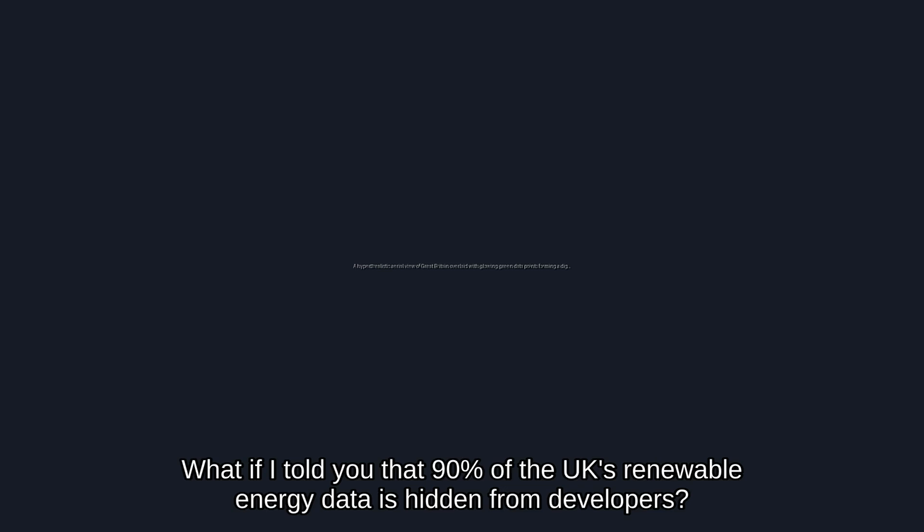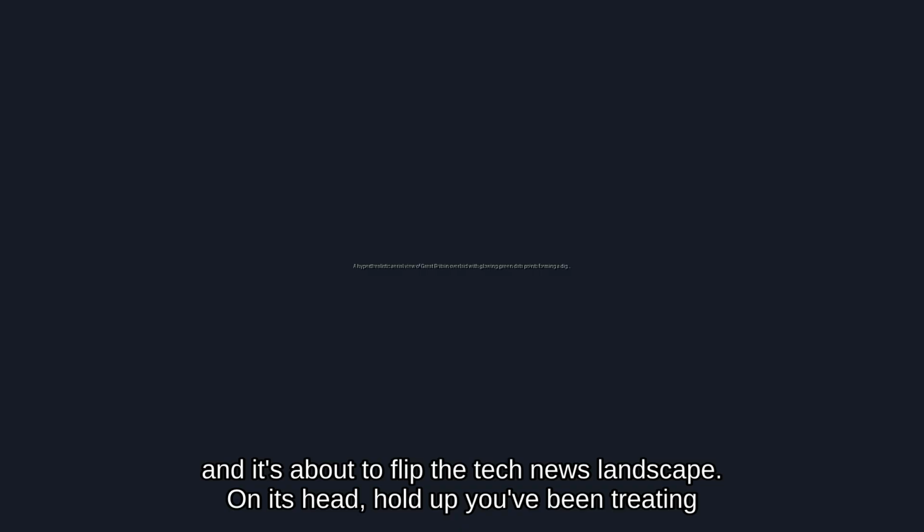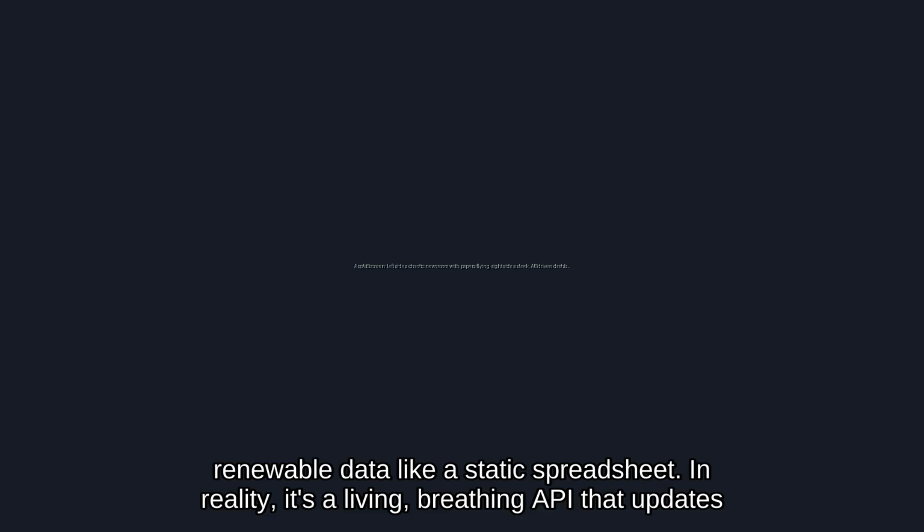What if I told you that 90% of the UK's renewable energy data is hidden from developers, journalists, and policymakers? The new GB Renewables Map just ripped the veil off, and it's about to flip the tech news landscape on its head. Hold up, you've been treating renewable data like a static spreadsheet.